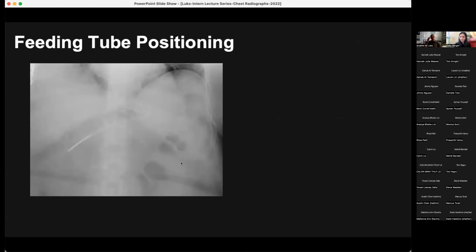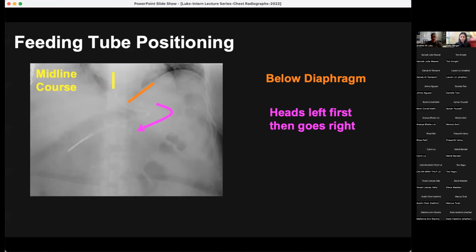Now, another tube you're going to have to try to assess the positioning of quite often, probably more often than central venous catheters, are feeding tubes, which get placed quite often in our patients, whether they're on acute care or in the ICU. For the correct positioning of a feeding tube, you want to see the tube come down the midline all the way to the abdomen. It should not break off the midline in the middle of the chest. The tip of the catheter, which is usually identified because it's radio opaque, should be below the diaphragm.